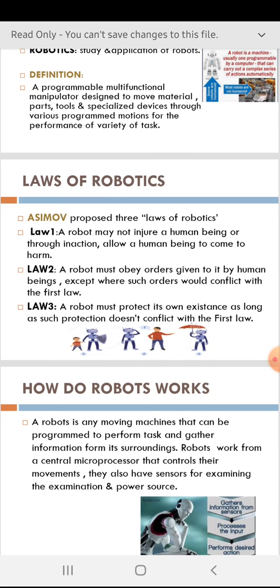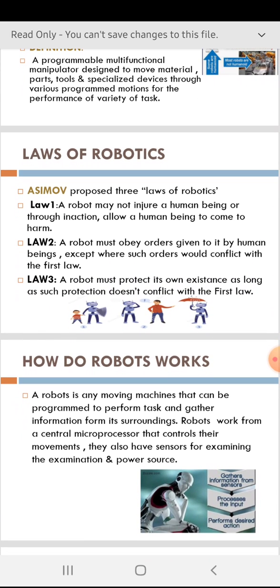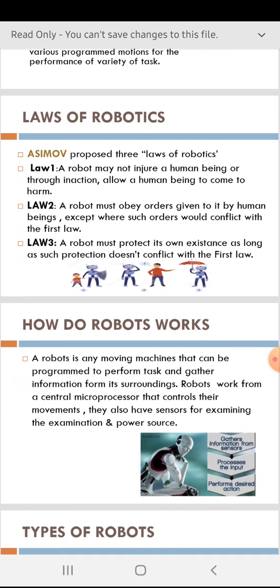Now we have how robots work. A robot is any moving machine that can be programmed to perform a task and gather information from its surroundings. A robot works from a central processor that controls the movements, and it also has sensors for examination and a power source. This means they gather the information from the sensors, then process the input and perform the desired action or task.